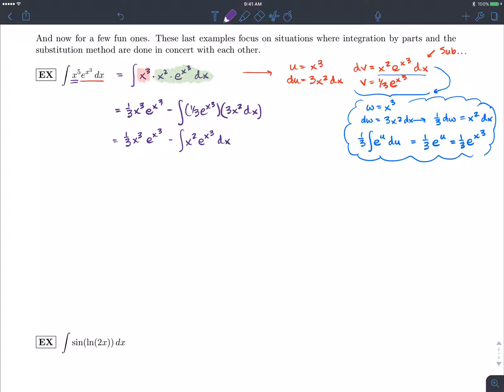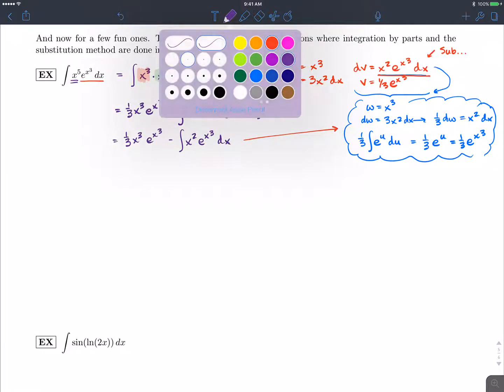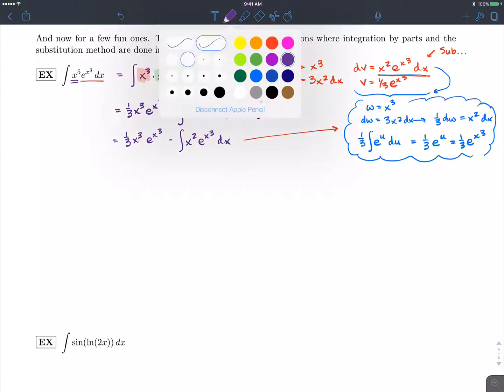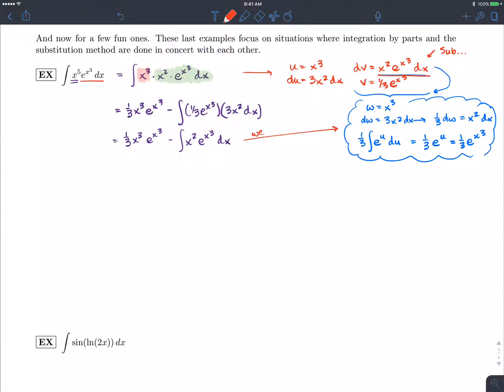Now, you may be looking at this integral and say, wait, do I have to integrate this again? Yes, we do. However, we just integrated it over here. It was the exact same thing. We used the substitution method to integrate this. It was the exact same function right up here. So in this case, we can just carry over the work that we've already done. So we'll just make a note. We just did this.